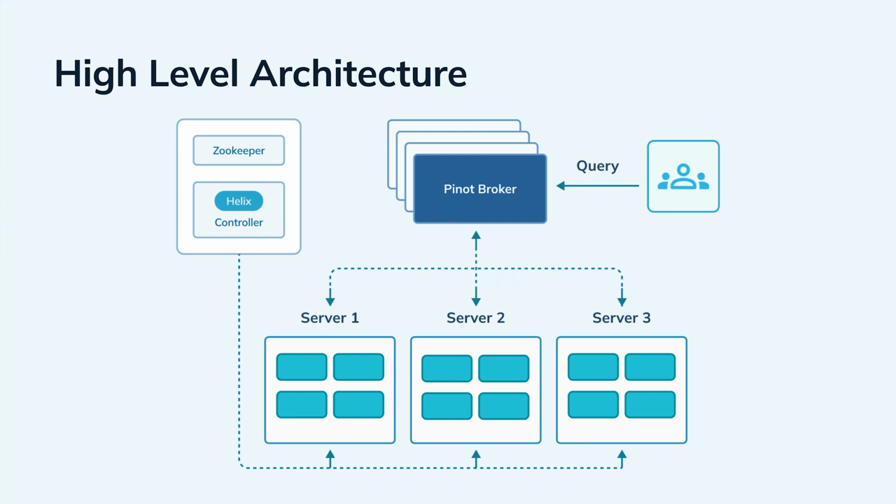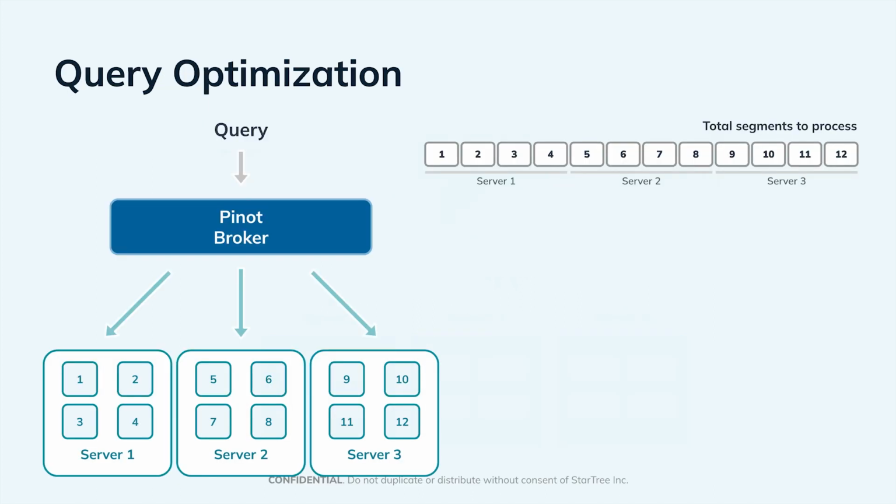So as you can see, it's a good scale-out design. If you want to handle more data or more QPS, you just keep adding more components, and it scales horizontally quite well. One thing to note is that without any optimizations, the broker will try to process every single segment that's available in that table. This is key to understand. In this case, for any query, it's going to try to process all 12 segments here.